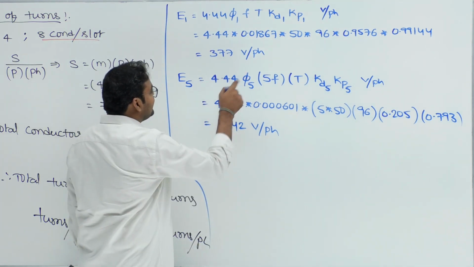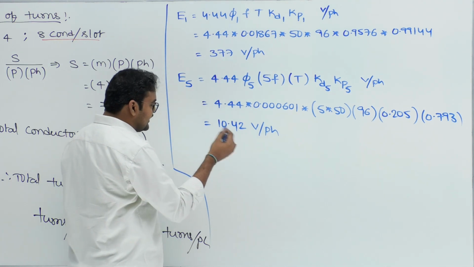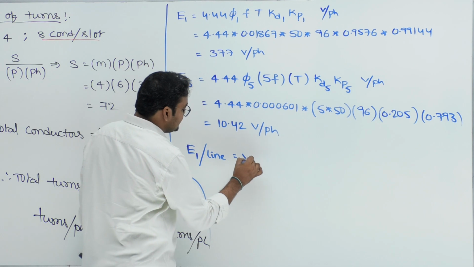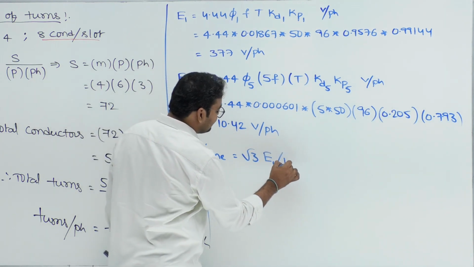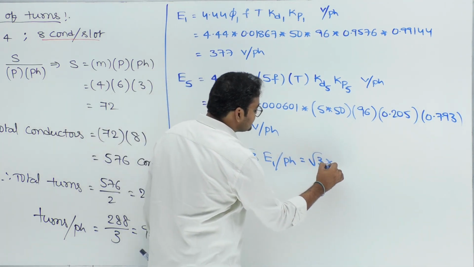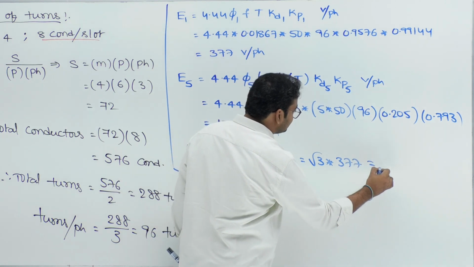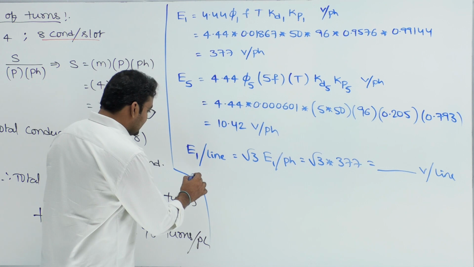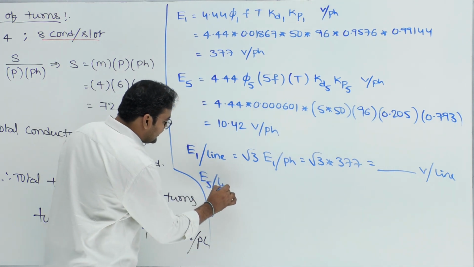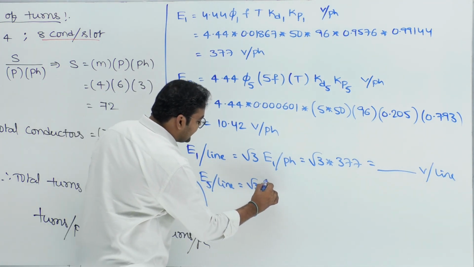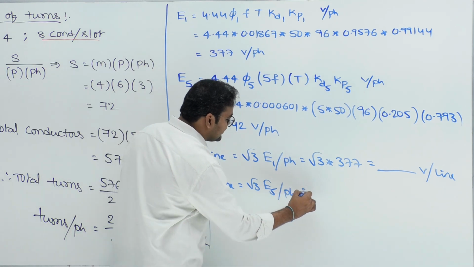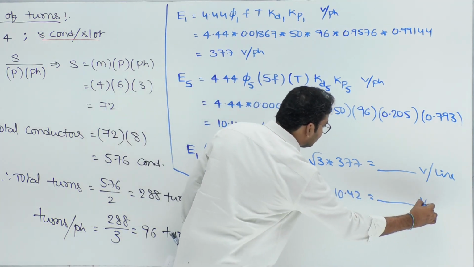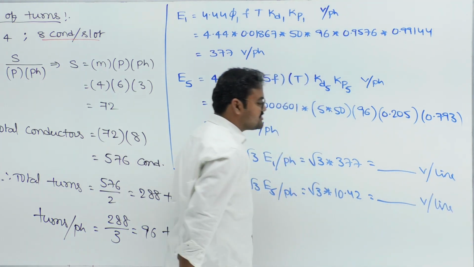When you know per phase values, how to calculate line values? Fundamental line voltage is equal to √3 times the phase voltage, that is √3 into 377. This is the fundamental line voltage. Similarly, fifth harmonic line voltage is √3 times the fifth harmonic phase voltage, that is √3 into 10.42. You will get the fifth harmonic line voltage.